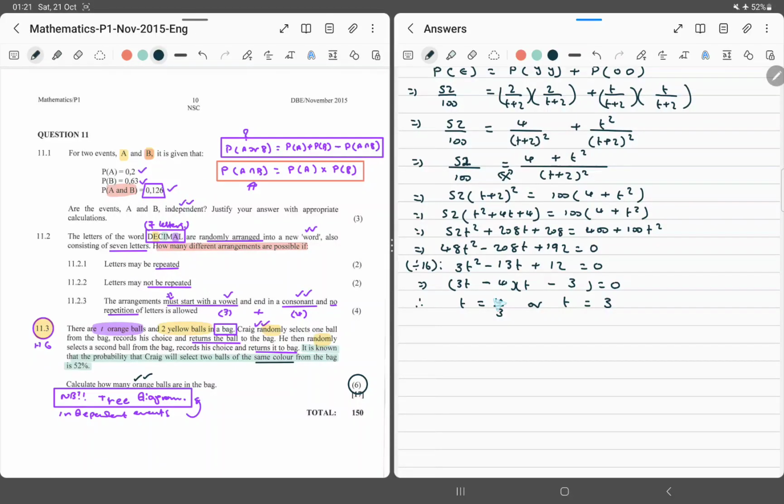Essentially, the number of balls cannot be a fraction. We don't have a ball and a half. So this one is not acceptable. So we can say, therefore, there are 3 orange balls in the bag. Okay, guys, so that is great.